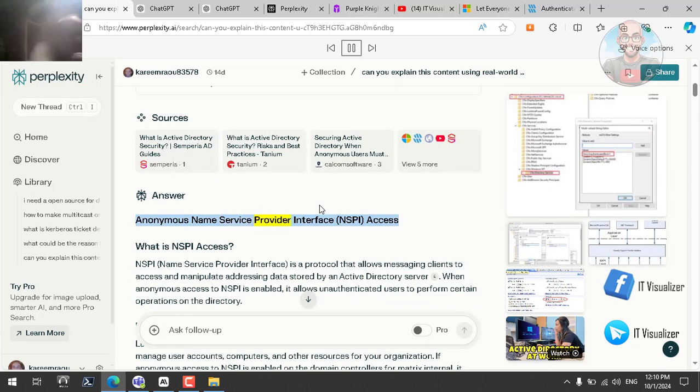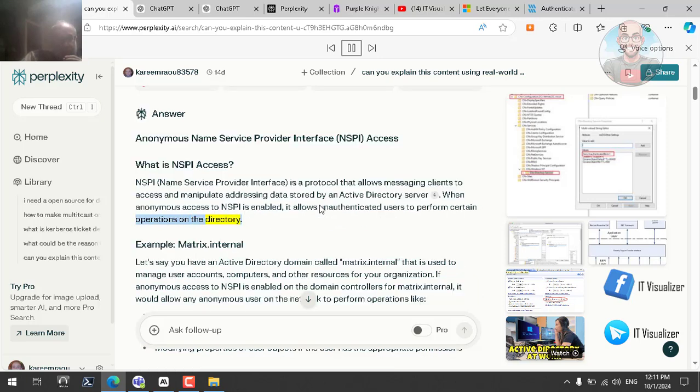Anonymous Name Service Provider Interface, NSPI, access. What is NSPI access? NSPI, Name Service Provider Interface, is a protocol that allows messaging clients to access and manipulate addressing data stored by an Active Directory server. When anonymous access to NSPI is enabled, it allows unauthenticated users to perform certain operations on the directory.